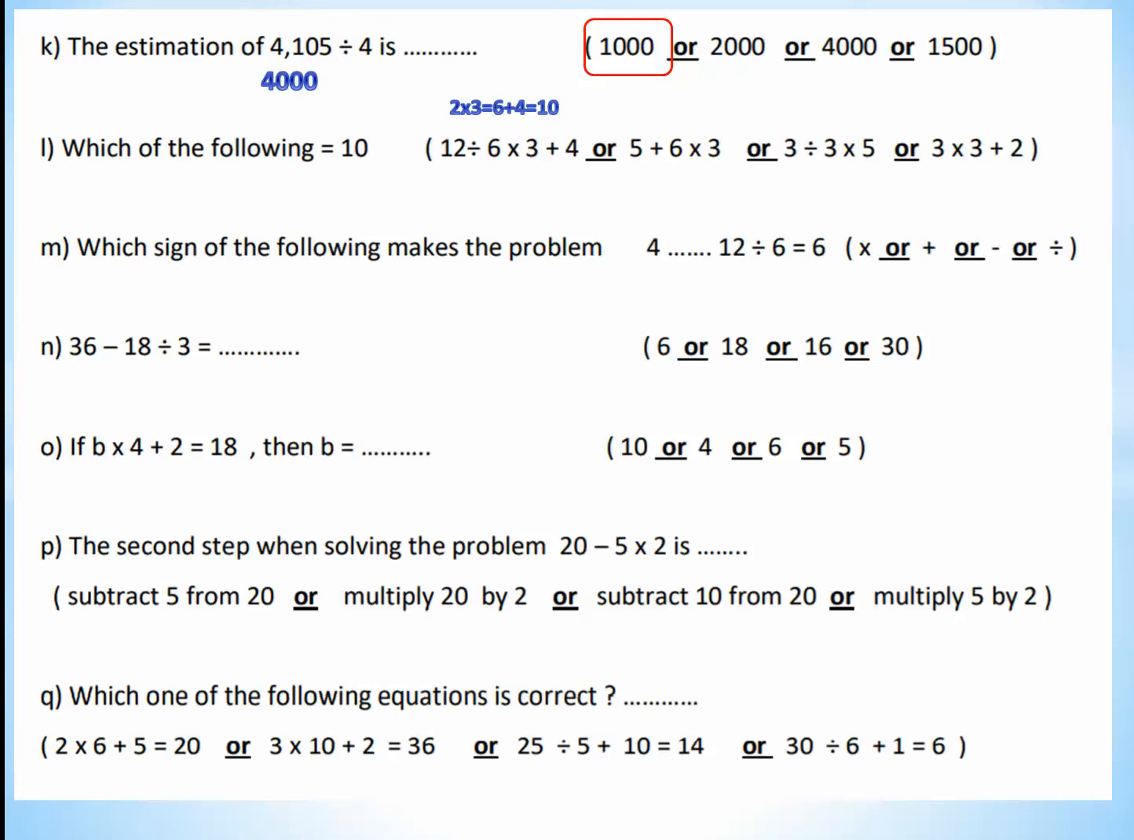5 plus 18 equal 23. 3 divided 3 equal 1. 1 times 5 equal 5. 3 times 3, 9. 9 plus 2 equal 11. So the right answer is the first one.